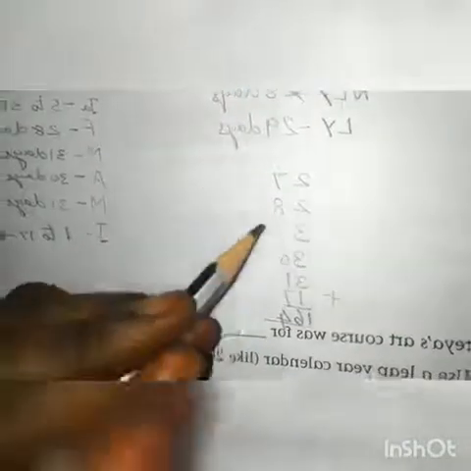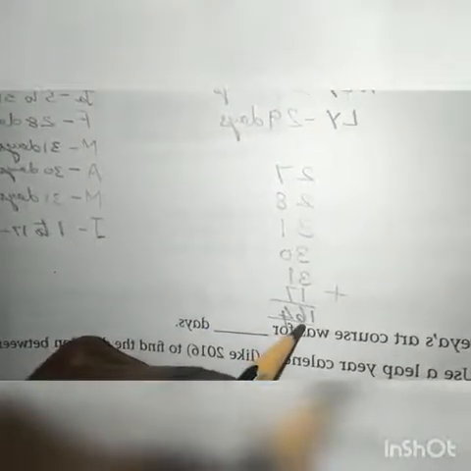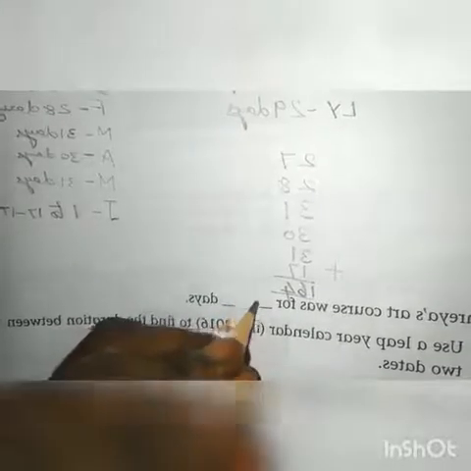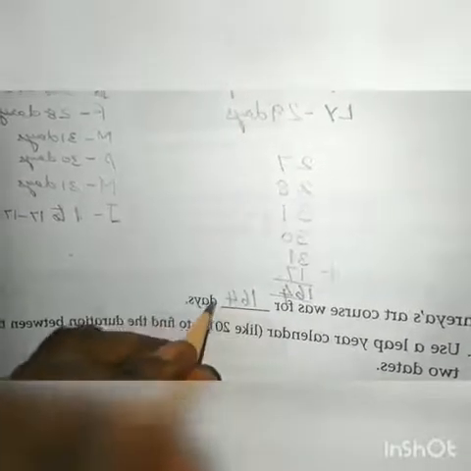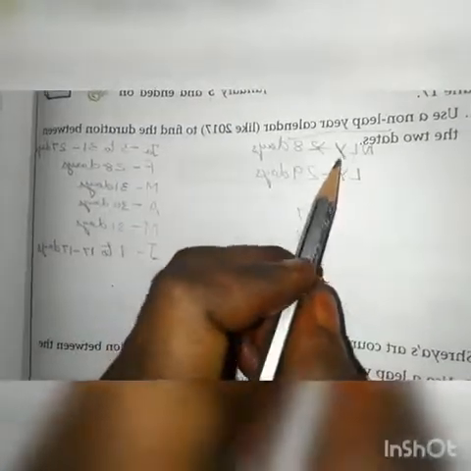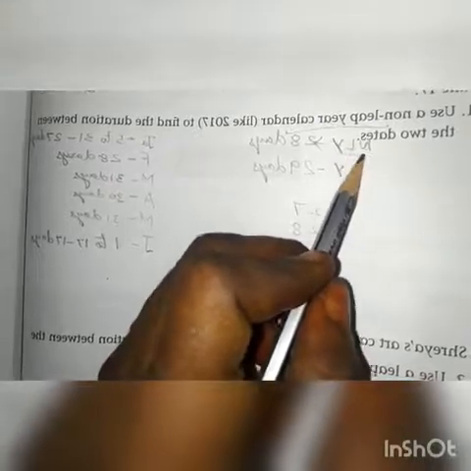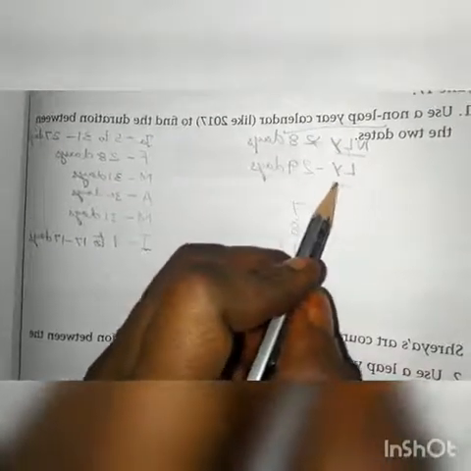After adding all these values, we will get the total number of days as 164. Therefore, Shreya's art course was for 164 days. So in this way, we have to count the total number of days between the given months. If the given months also include February, then we have to consider non-leap year and leap year.